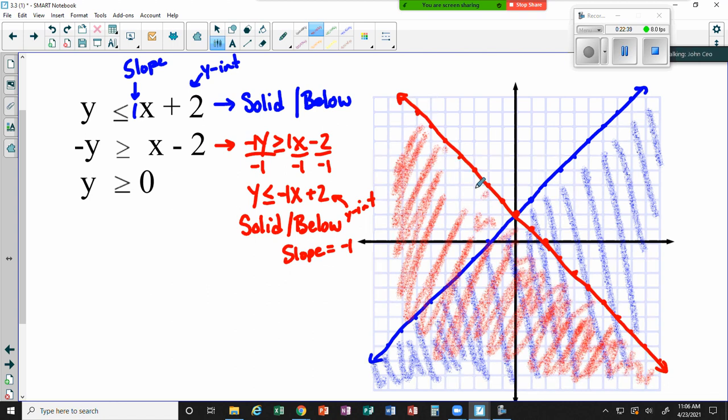Now, if I only had 2, this would be my answer. But since I have 3, I need where all 3 of them overlap. Now I'm going to graph this one. How do I graph y is greater than or equal to 0? There's no x in it, right? So what kind of a line is it? Horizontal.